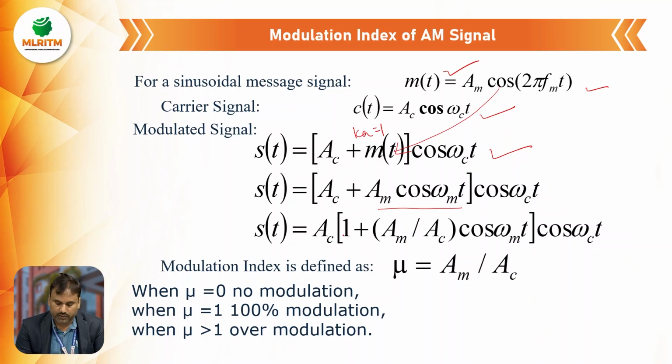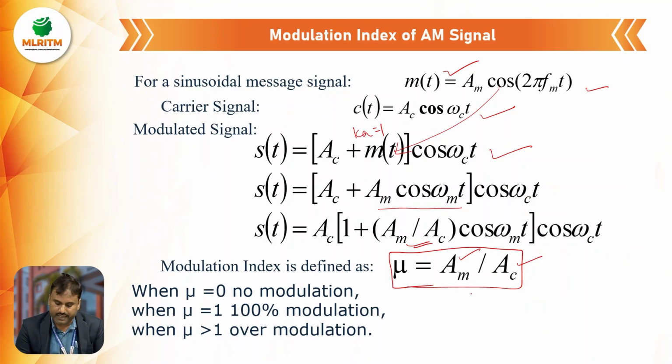From this, you can take Ac as common. So if you take Ac common, then what happens? s(t) = Ac (1 + (Am/Ac) cos ωm t) cos ωc t. So what is the mu here? Mu is nothing but Am by Ac, the modulation index. The modulation index doesn't have any units because Ac is in volts and Am is also in volts. Volts get cancelled, and mu doesn't have any units.